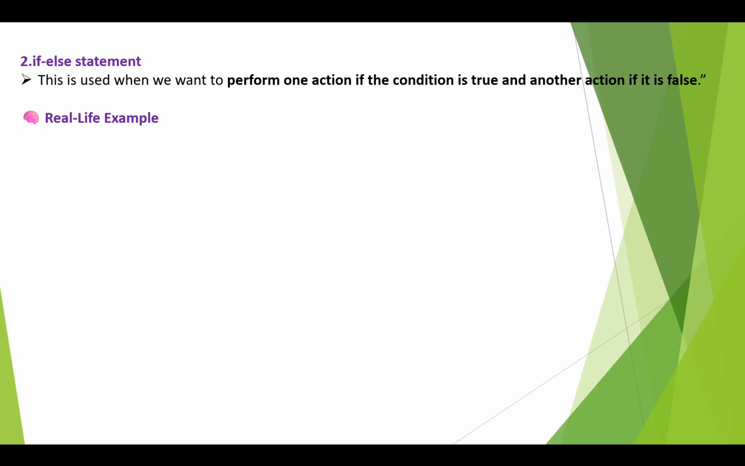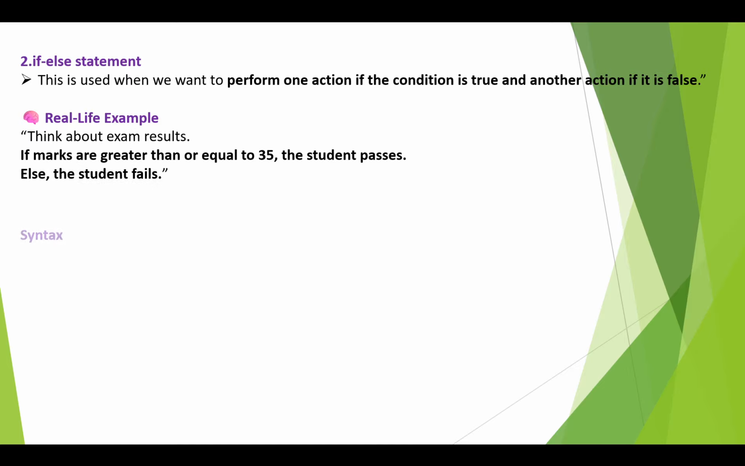Now the next one is if else statement. This statement is used when we want to perform one action if condition is true and another action if it is false. Let's understand this with another real life example. If we take the example of marks again, if marks are greater than or equal to 35, we declare the result as pass, else fail. So again, there are only two possible outcomes. If condition is true, we perform one action. If it is false, we perform another action.